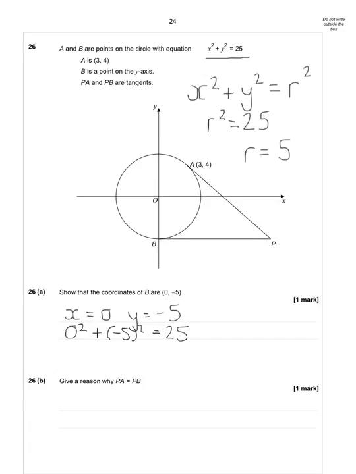Give a reason why PA equals PB. Well, I know that PA equals PB because these are both tangents from an external point. So tangents from an external point are always equal in value.